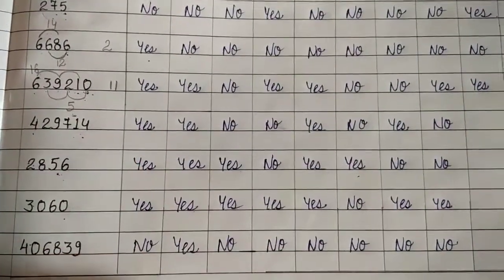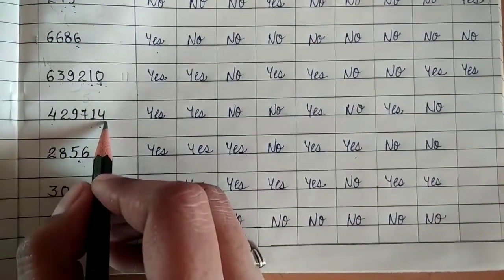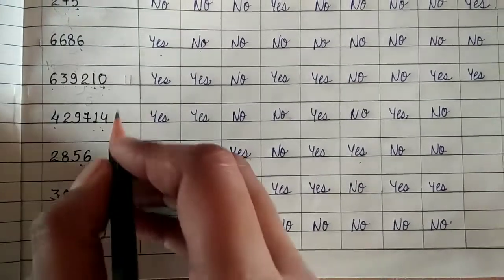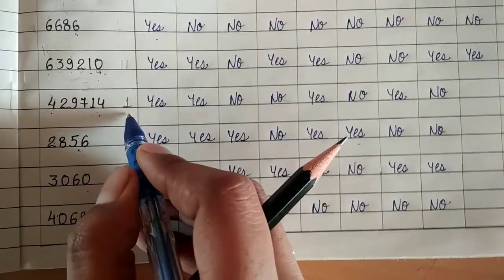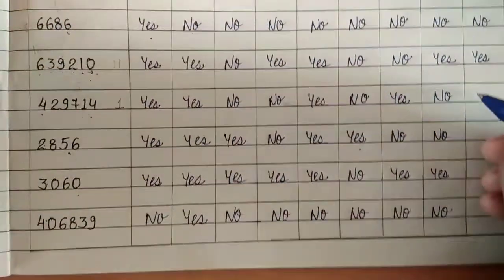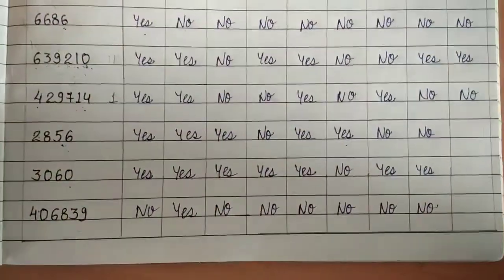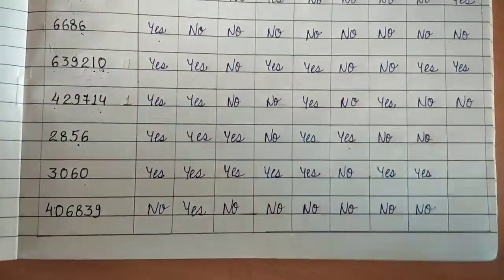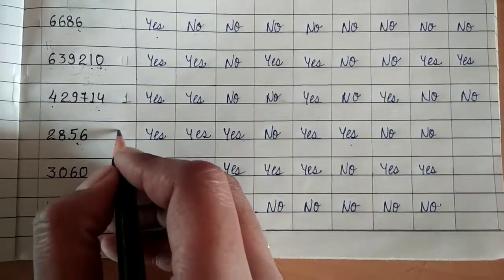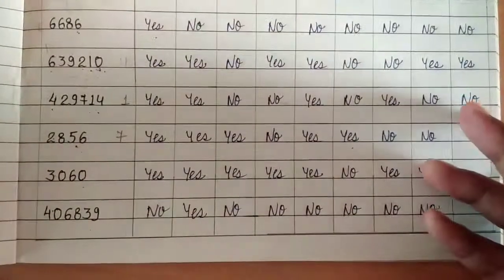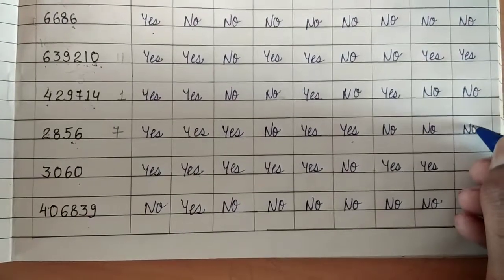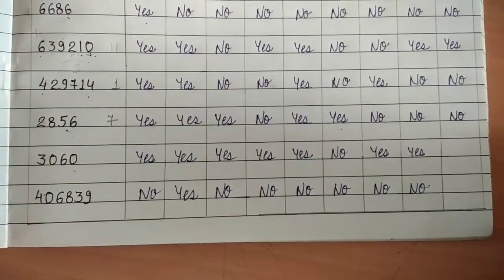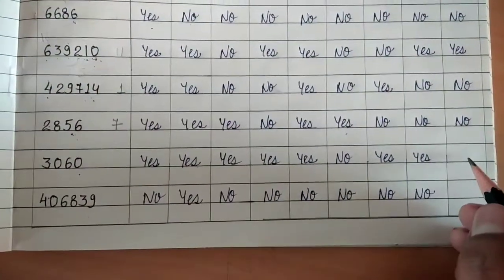Same we will do for the remaining ones, and in 429714 we have a difference between even places and odd places of 1. So it is not 0 nor a multiple of 11. That means it is not divisible by 11. Then in 2856 we have a difference between even places and odd places of 7. It means no, because 7 is neither 0 nor a multiple of 11. So it is not divisible by 11.